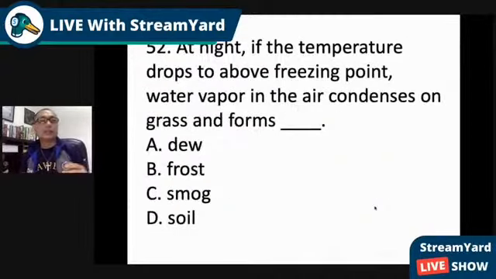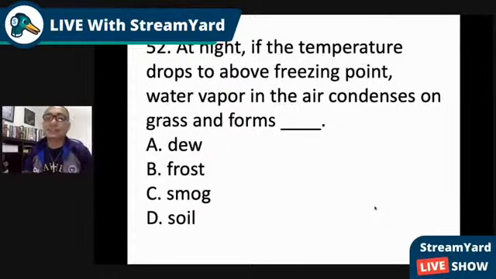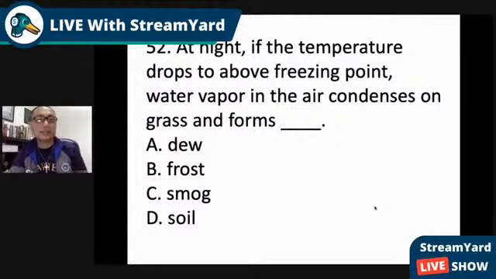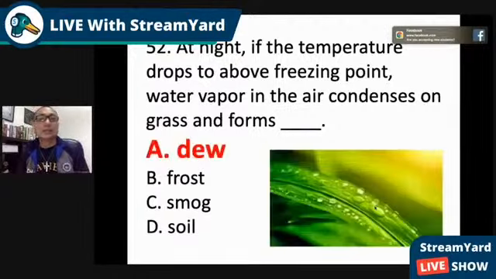Number 52, at night, if the temperature drops to a little bit above freezing point, water vapor in the air condenses on grass, usually early in the morning, and forms what? Take note, sa grass. So the answer here is dew.